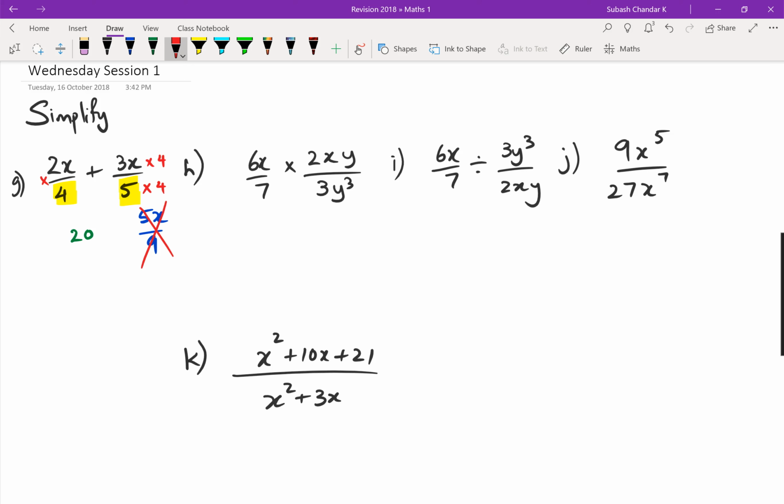On the left hand side, I multiply 4 by 5 and the numerator also by 5, giving 5 times 2x. So I end up with 10x over 20 plus 3x times 4, which is 12x over 20. Now because the denominators are the same, I can add them up. The answer would be 22x over 20. That's the first one, G.